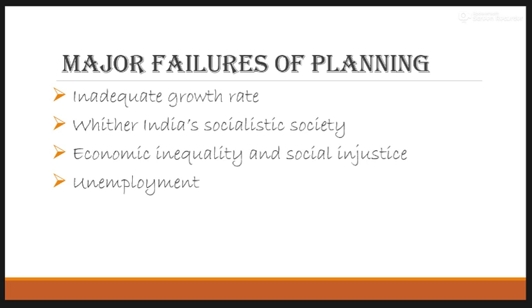Second is failure to build India's socialistic society. Indian planning aims at building up a socialistic pattern of society in an otherwise capitalistic framework through various socialistic measures. We have not yet made any significant progress towards the goal of attaining a socialistic pattern of society, even after nearly 58 years of planning.